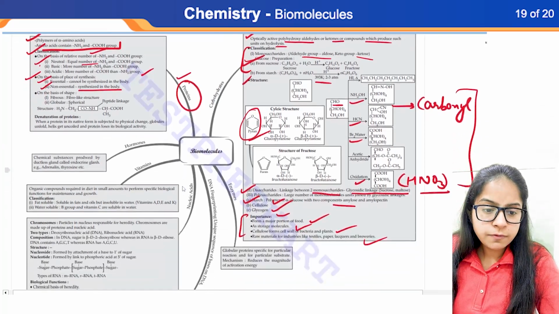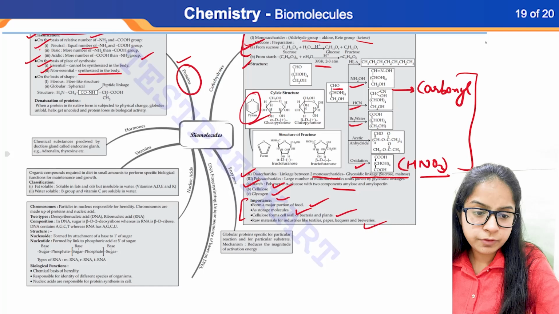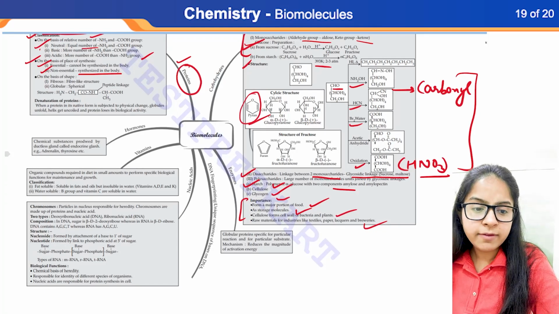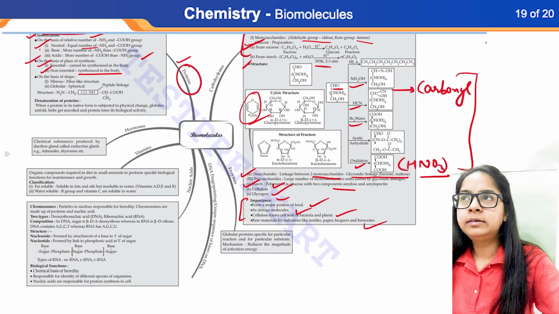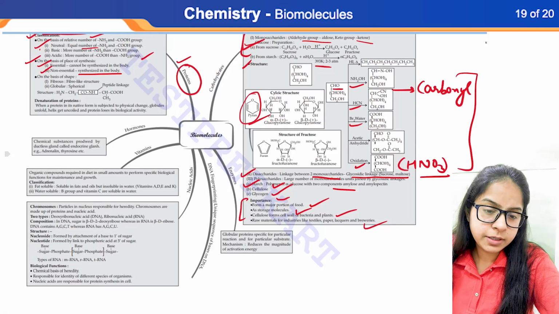Next one is on the basis of shape. Now, on the basis of shape, how can we explain? There are two types of protein, the fibrous protein and the globular protein. Fibrous protein is a fiber-like structure and the globular protein is the spherical structure. So there are a lot of things like alpha helical and beta pleated sheets.